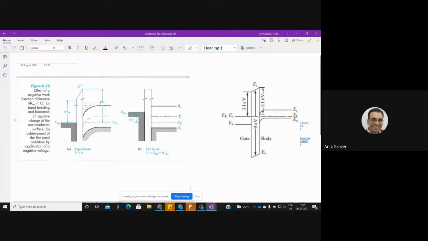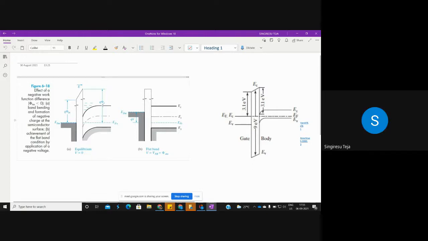Sir, if you see the left figure, this is about a work function. It is not electron affinity. This is about work function. We have taken the reference over here. That is the Fermi level. I have already said the Fermi level is going to be flat if there is no voltage applied.